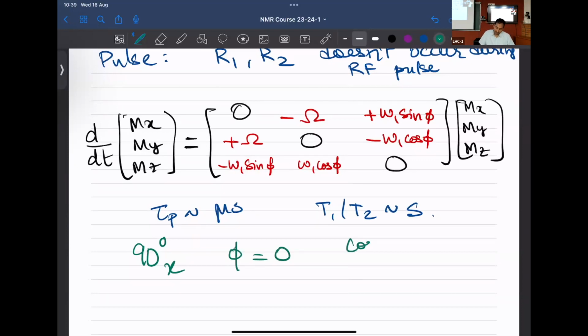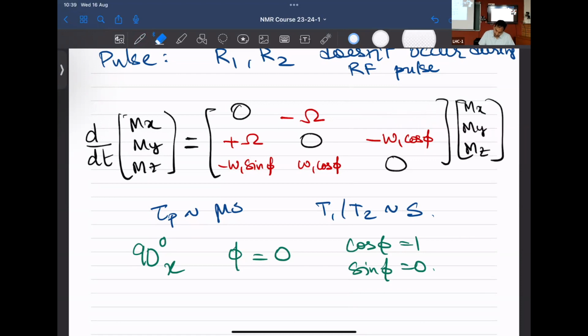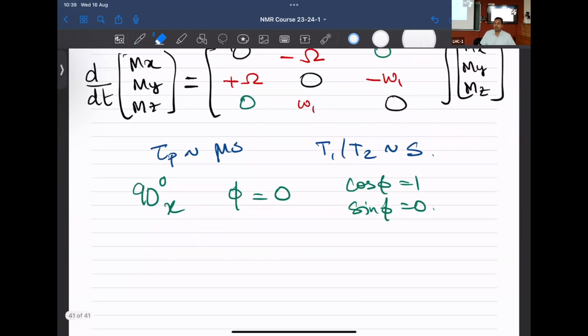Correct? Phi equal to 0 means cos phi equal to 1. Sin phi equal to 0. Right? So therefore, what's going to happen? Sin phi components go away. And cos phi components become 1. Is that correct? Yeah? Let's add one more thing to it.